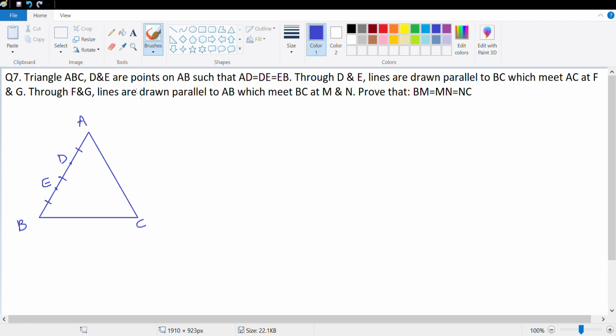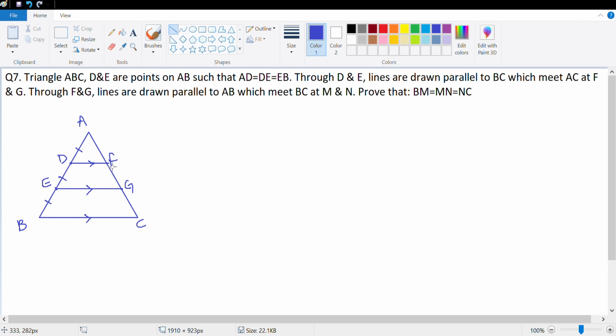Perfect. Through D and E, lines are drawn parallel to BC. So line is drawn parallel from D to BC, which means AC at F. So this point is F. Again, another parallel line is drawn, which is drawn parallel to BC, and this point here is point G. So let me just mark what we just did. DF is parallel to EG and parallel to BC. Perfect, which means AC at F and through G. Through F and G, lines are drawn parallel to AB.